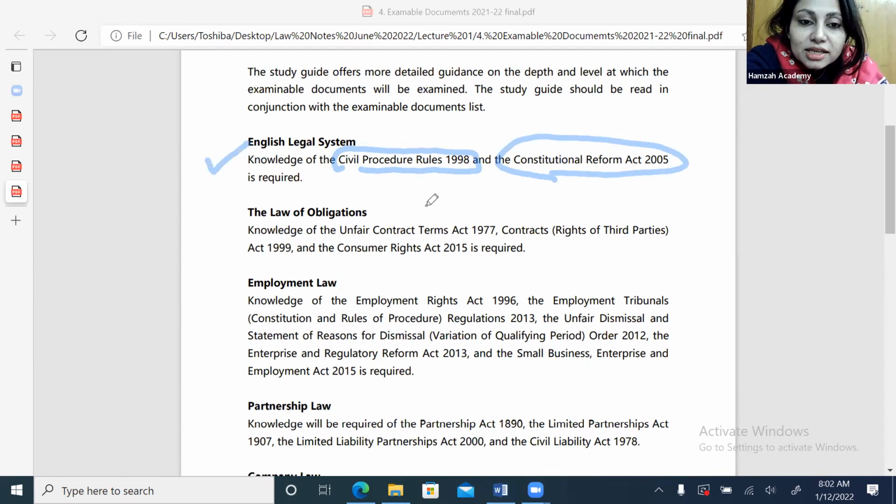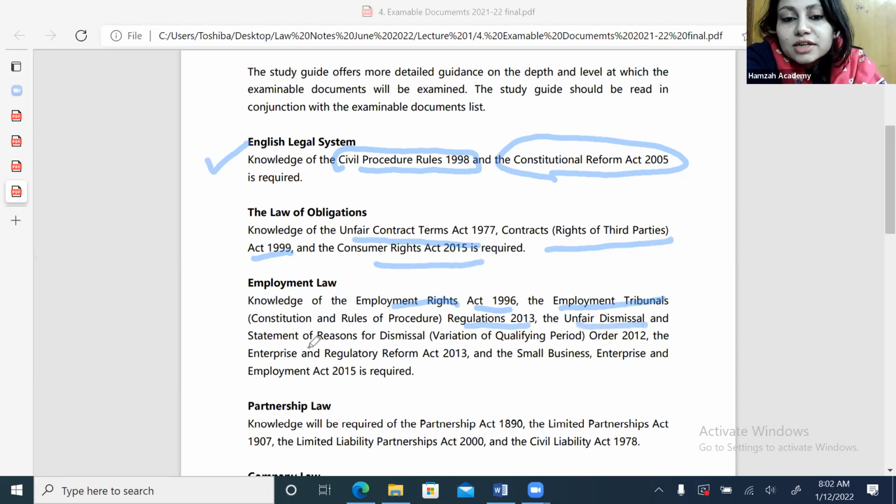The second area is law of obligations, in which we will study the Unfair Contract Terms Act, the Contracts (Rights of Third Parties) Act 1999, and the Consumer Rights Act 2015. In employment law, we will study the Employment Rights Act 1996, the Employment Tribunal Constitution and Rules of Procedure Regulations 2003, the Unfair Dismissal and Statement of Reasons for Dismissal Order 2012, the Enterprise and Regulatory Reform Act 2013, and the Small Business, Enterprise and Employment Act 2015.